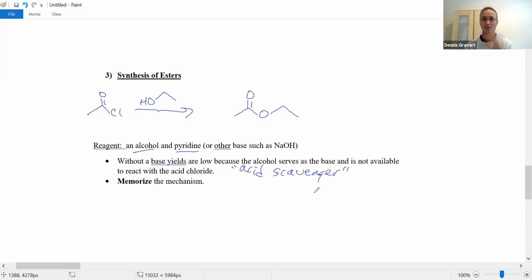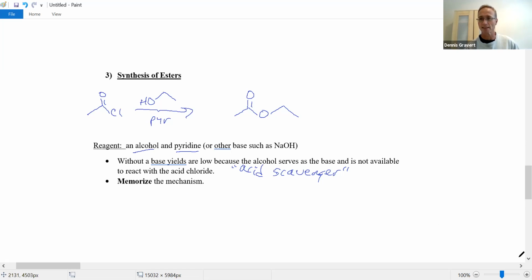Because its purpose is to scavenge or pick up any loose H pluses, any acid floating around. Because if you don't add that base, the yields are really low. The acid stops the reaction. So put a little pyridine in here, and then that's how you make the reaction go. So that'll be an extra step. It's unlike the hydrolysis of acid chlorides or the synthesis of anhydrides. This one you do need pyridine as an extra reagent.